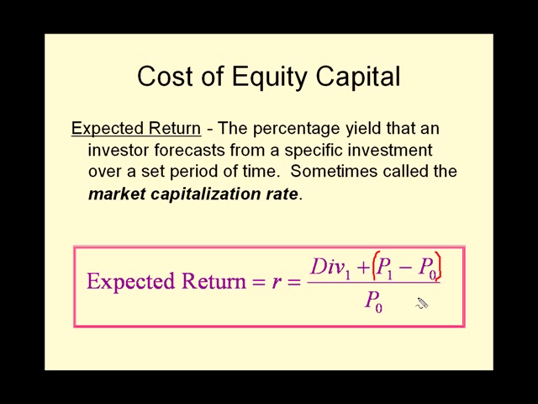So the investor gets two things by buying and holding and then selling a share of stock for a year. One is a dividend payment and the other is the capital gain. If we divide those two return amounts by the original purchase price, we get the expected return, or the market capitalization rate, or let's say the required rate of return that the investor expects or wants to earn in purchasing the stock.